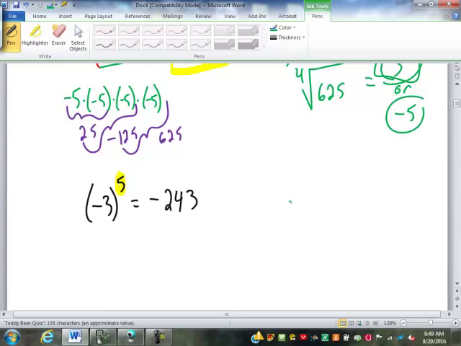A fifth root, however, I can take an odd root of a negative number. The fifth root of negative 243 is just going to be negative 3. The fifth root of negative 3,125 is going to be, not off the top of your head? It's going to be a negative 5.